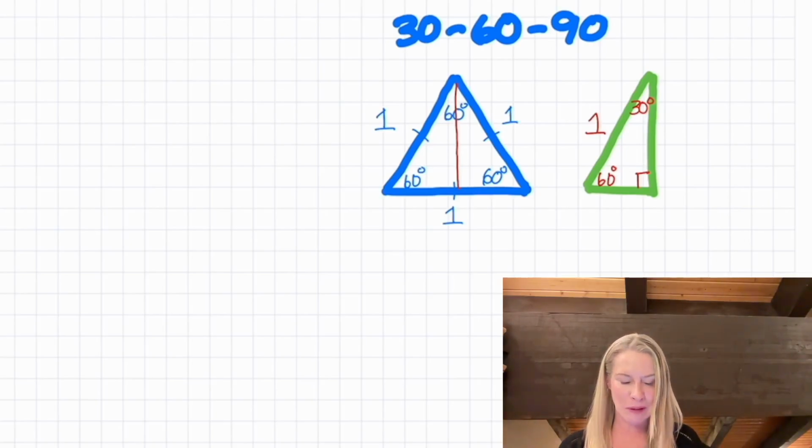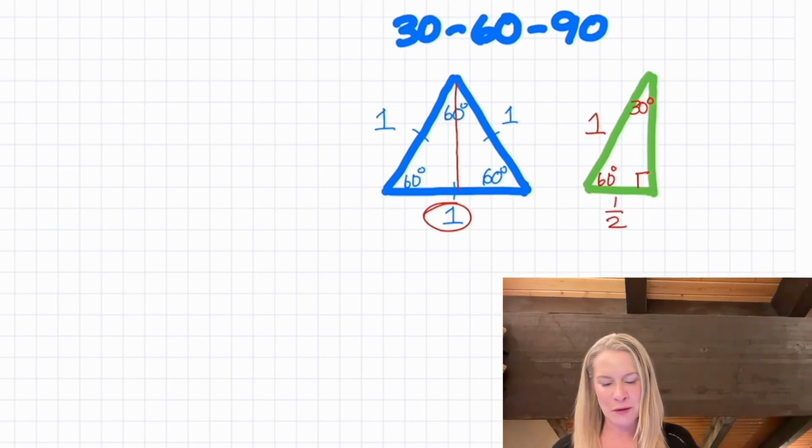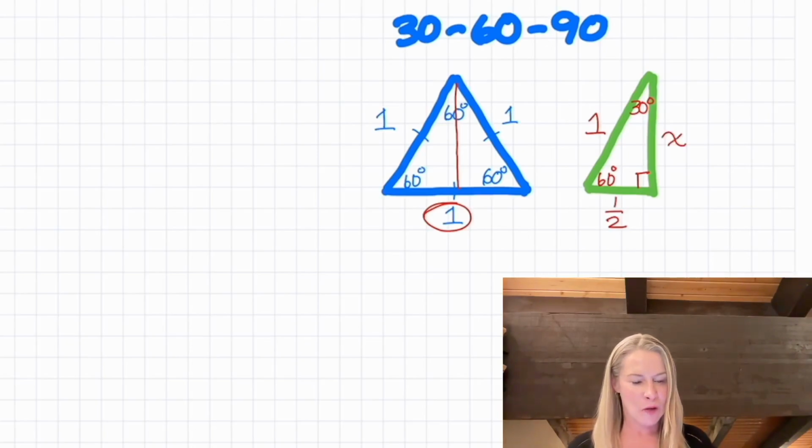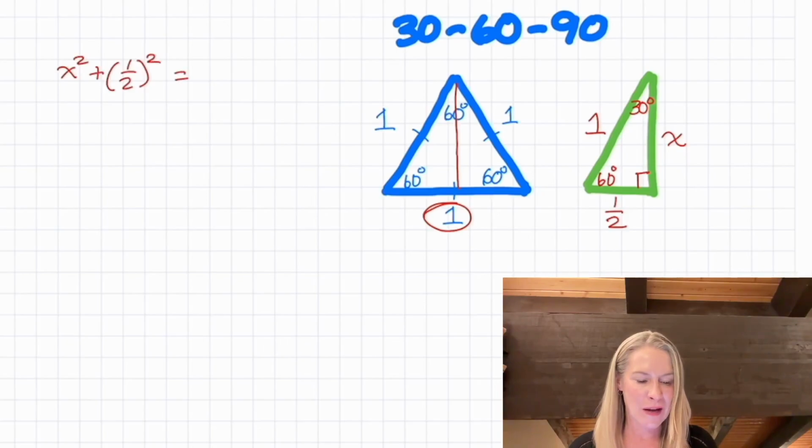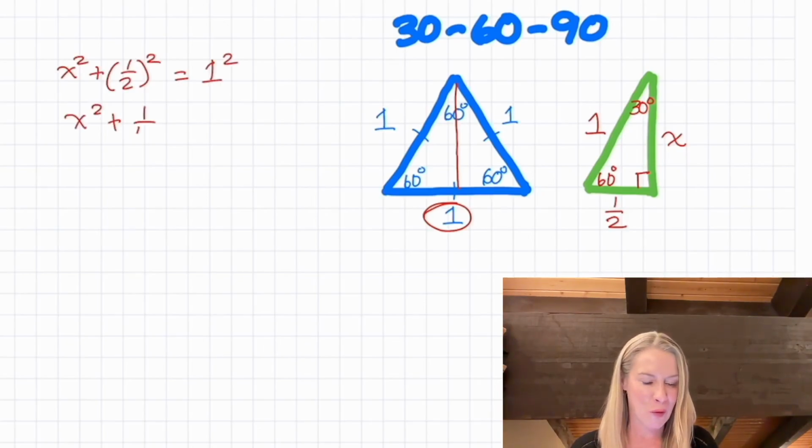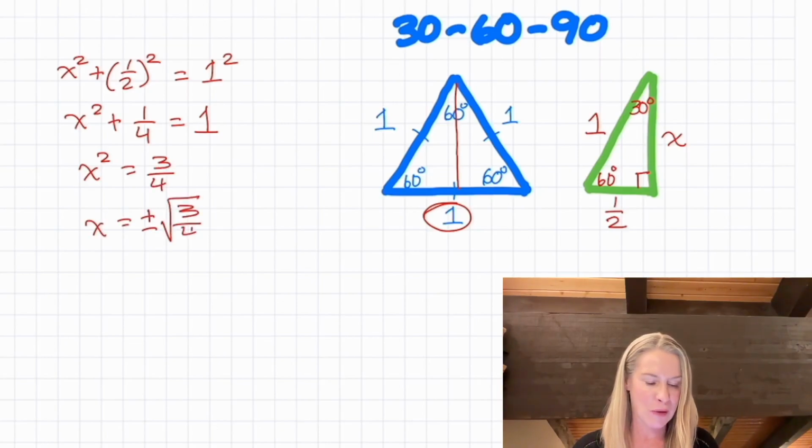We've cut the bottom length in half, so now this leg is 1/2, and we can use the Pythagorean theorem to figure out the missing side. So x squared plus 1/2 squared is 1 squared. That means x squared plus a fourth is equal to 1. x squared then is equal to 3/4, and x is equal to plus or minus the square root of 3/4.